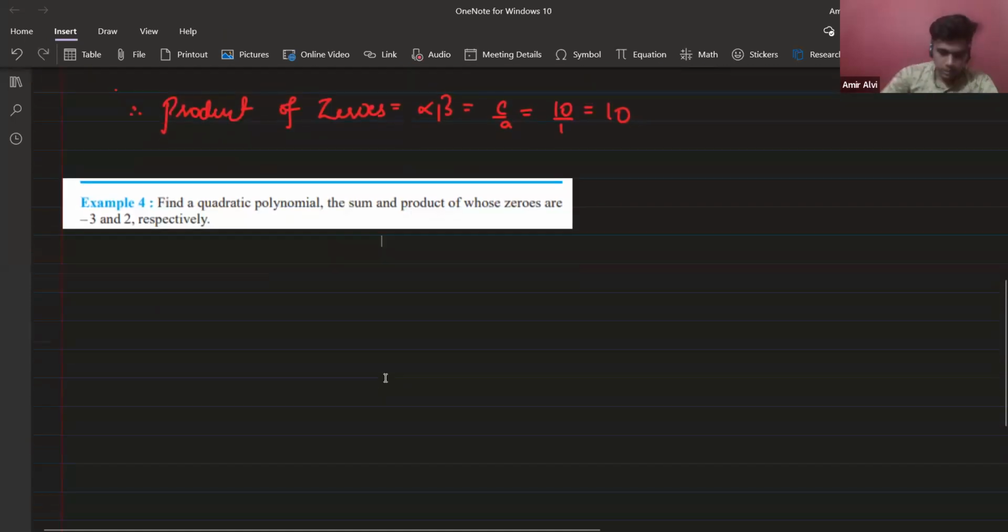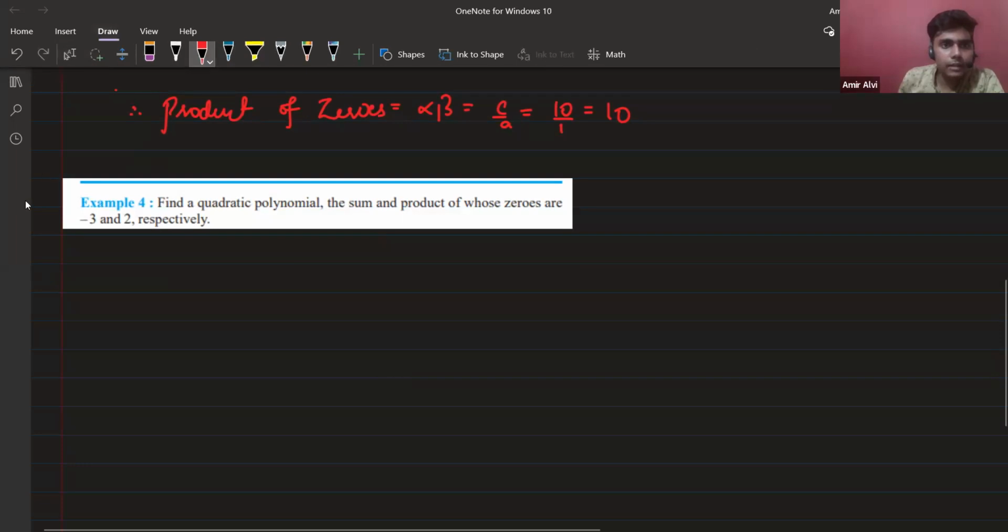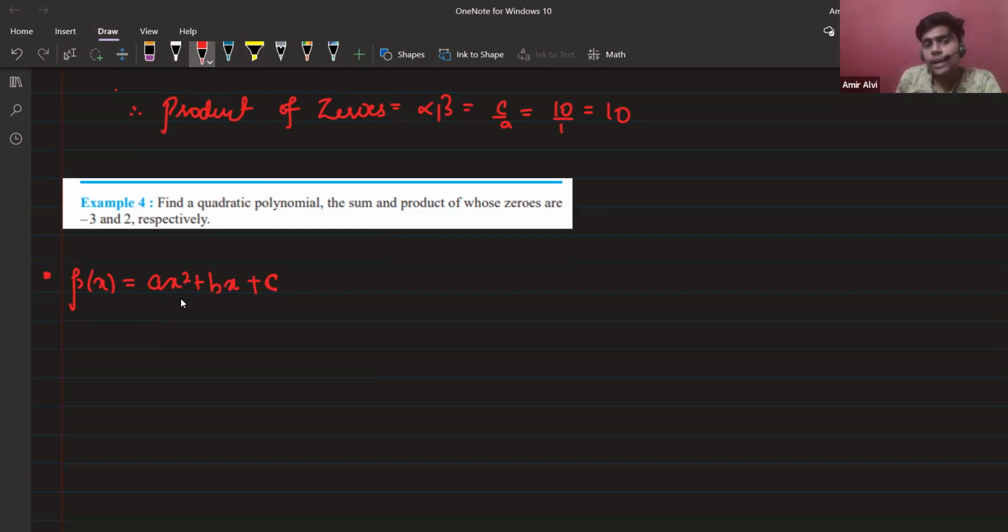So basically, let's understand. All of you tell me, the first point is that this is ax square plus bx plus c. Yes or no? Yes, sir. Can we divide this whole equation by a?